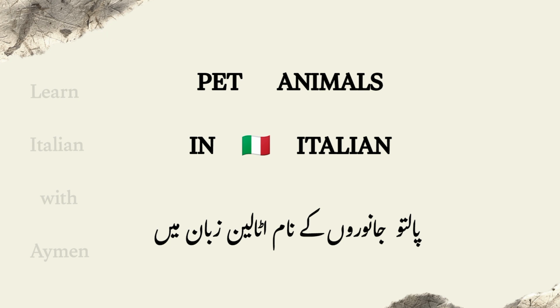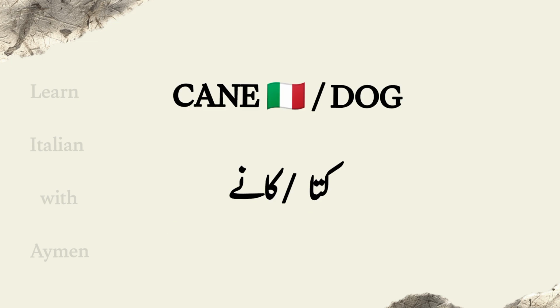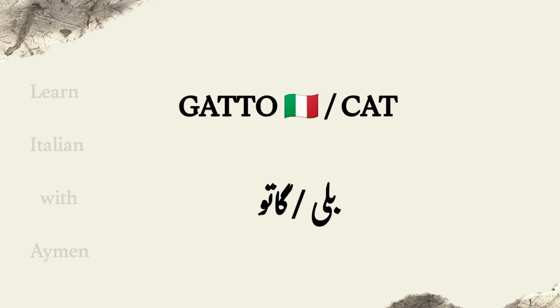Let's start the video. Let's start with the most common pet, and it's dog. For dog, the Italian word is cane. Cane. Next pet is also a most favorite pet, and it's cat.